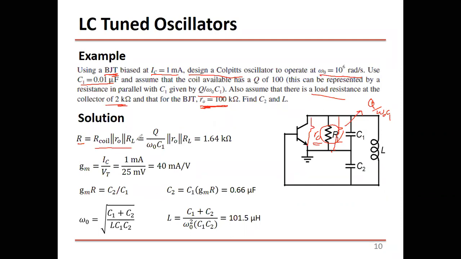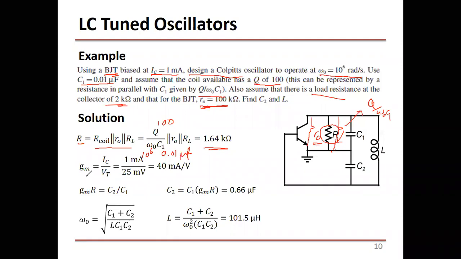That means R is the resistance of the coil in parallel with the RO of the transistor in parallel with the load. If you do this, Q is 100, as we designed with Q of 100, omega naught is 10 to the power 6, and C1 is 0.01 microfarad. If you plug in these values, you get this resistance. This resistance in parallel with RO and RL gives you 1.64 kilo ohms. So now we found R.